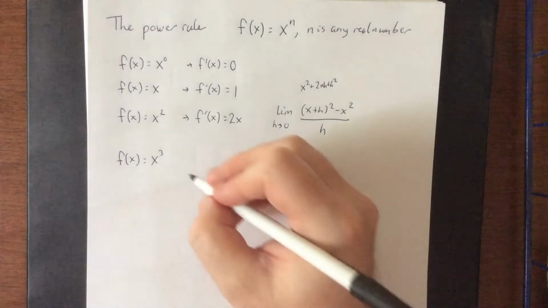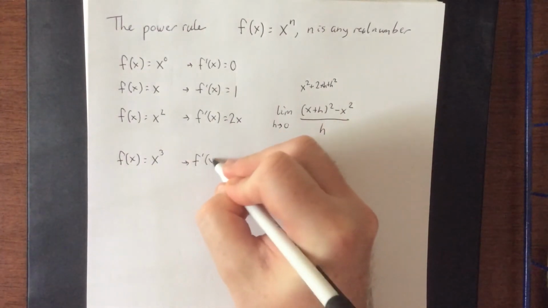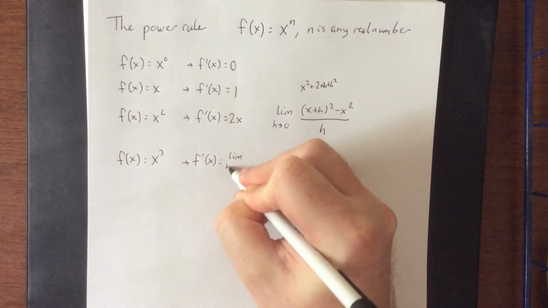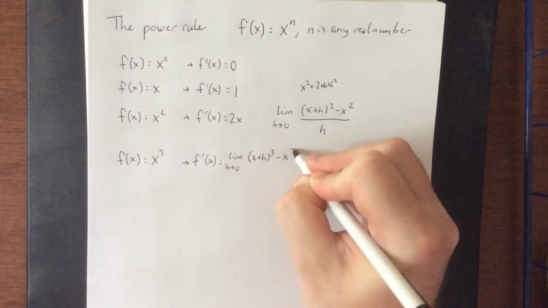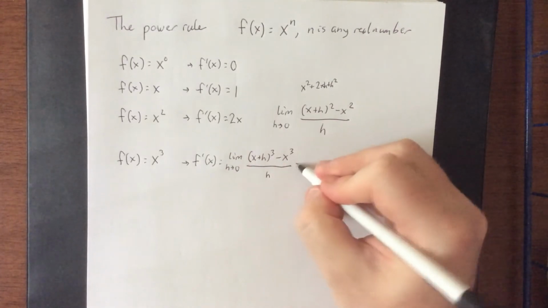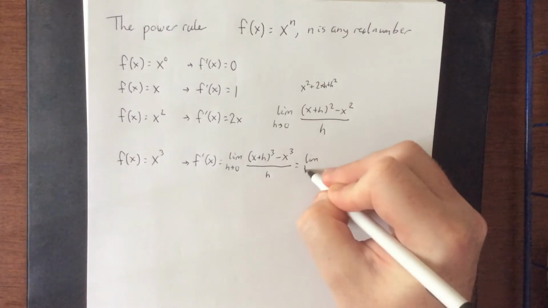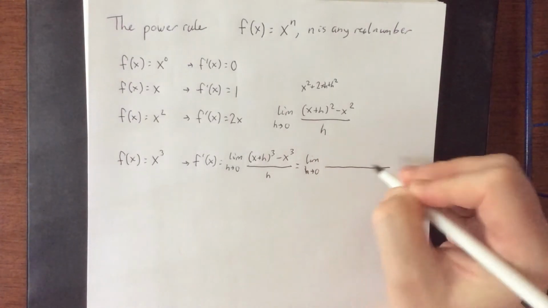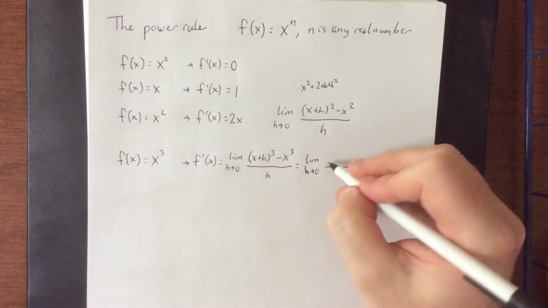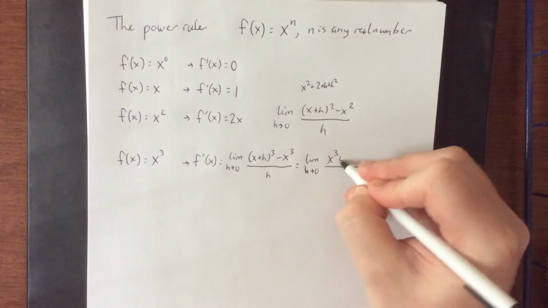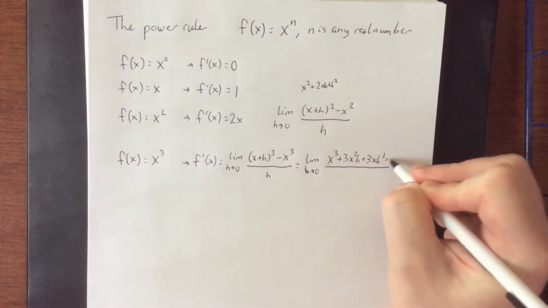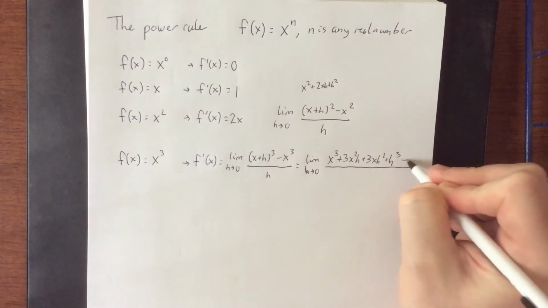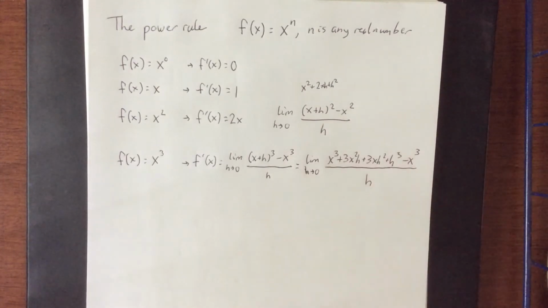If f of x is equal to x cubed, then f prime of x is going to be the limit as h approaches 0 of x plus h quantity cubed minus x cubed all over h. Like we observed for x squared, if you expand x plus h quantity cubed, you'll get x cubed plus 3x squared h plus 3xh squared plus h cubed. You'll still have a minus x cubed, and you'll still have an h. This is where we're going to start seeing a pattern.